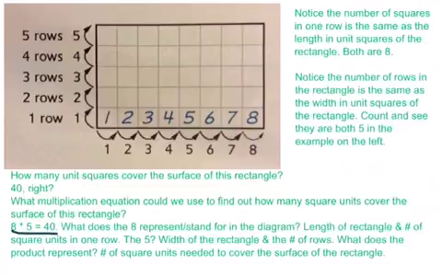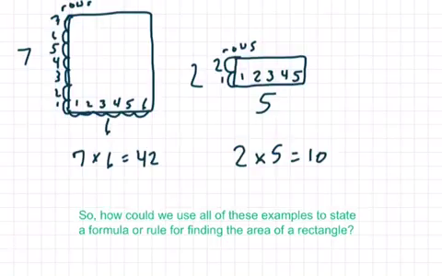And that equals 40. So the 8 is representing the length of the rectangle and the number of square units in one row, and the 5 represents the width of the rectangle, or the number of rows. And what does the product represent? Product, the number when I multiply two numbers together. The answer is the product, right? And that's the number of square units needed to cover the surface of the rectangle. Interesting how that all works together, right?